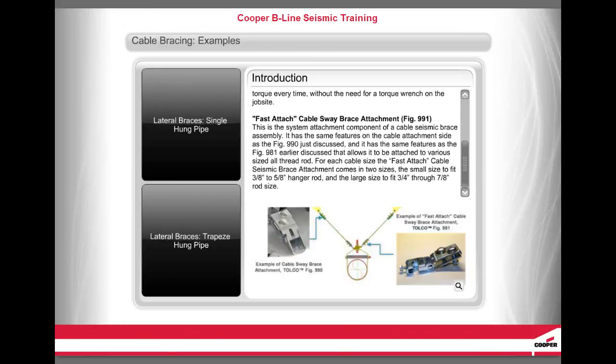This is the system attachment component of a cable seismic brace assembly. It has the same features on the cable attachment side as the Figure 990 just discussed, and it has the same features as the Figure 981 earlier discussed that allows it to be attached to various sized all-thread rod. For each cable size, the Fast Attach Cable Seismic Brace Attachment comes in 2 sizes: the small size to fit 3/8 inch to 5/8 inch hanger rod, and the large size to fit 3/4 inch through 7/8 inch rod size.